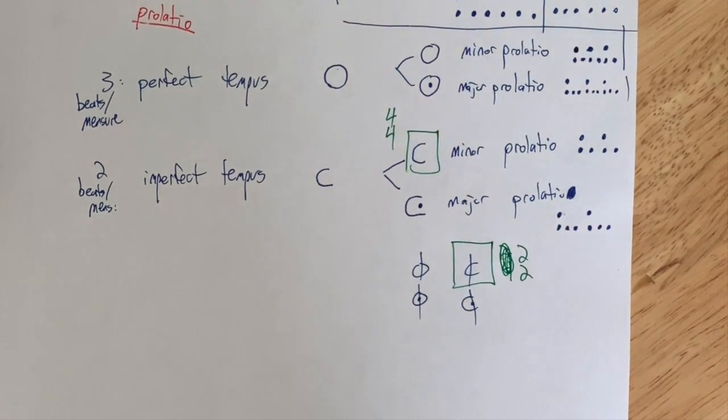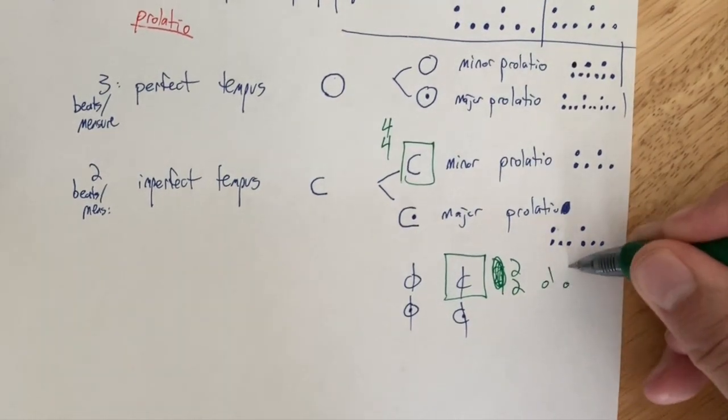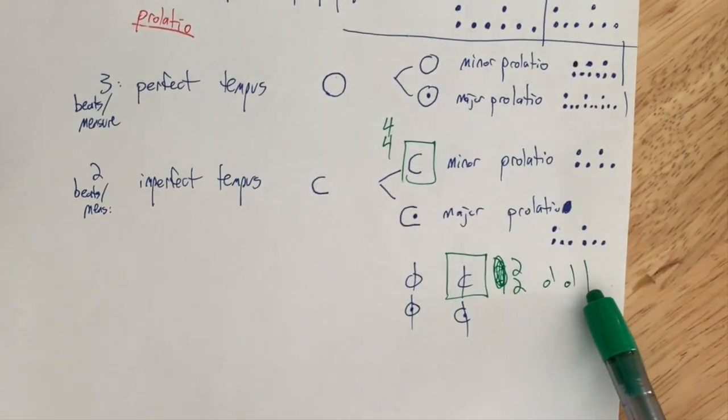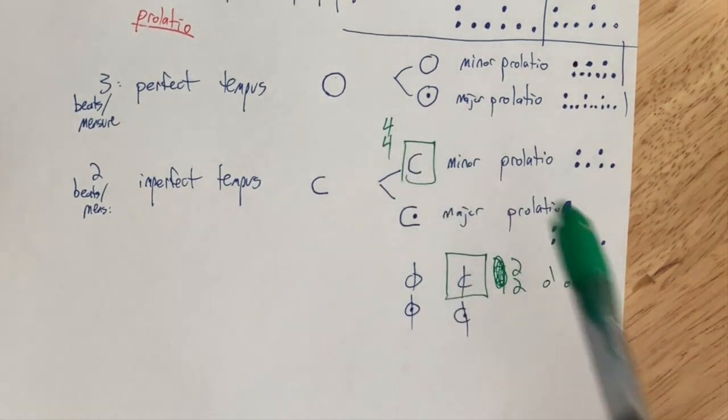Also known as alla breve, which is super weird because it makes it sound like the breve is the beat, but it's because the breve used to be the beat. Nowadays, in 2/2, the half note is the beat. And otherwise, it has the same amount of duration as 4/4.